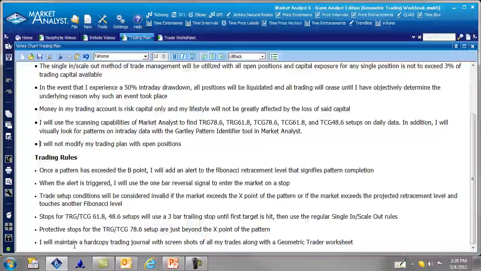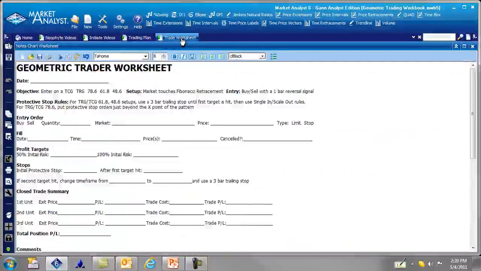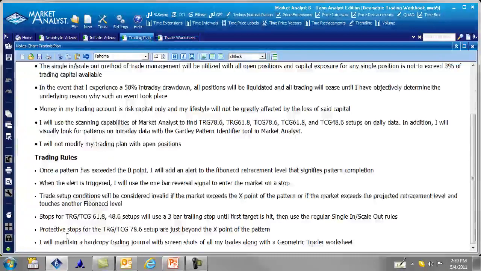Okay, I've mentioned this geometric trader worksheet here a couple of times now, and this is it over here. Let's click over here, and that's your worksheet. Now, as I mentioned in the trading plan, the last sentence here, I said maintaining a hard copy trading journal. So please do yourself a favor, go to the dollar store or wherever you need to go, Office Depot, and get a 3-ring binder.